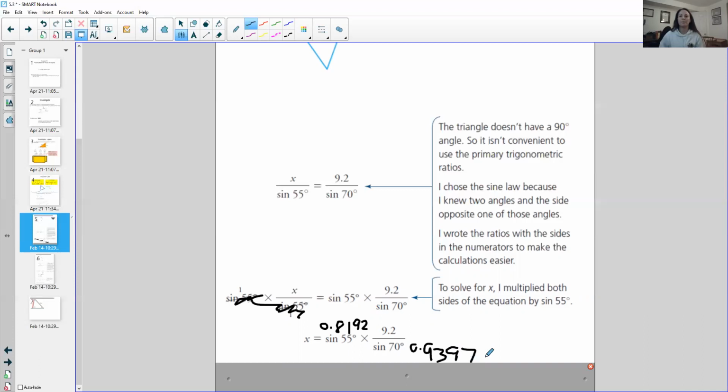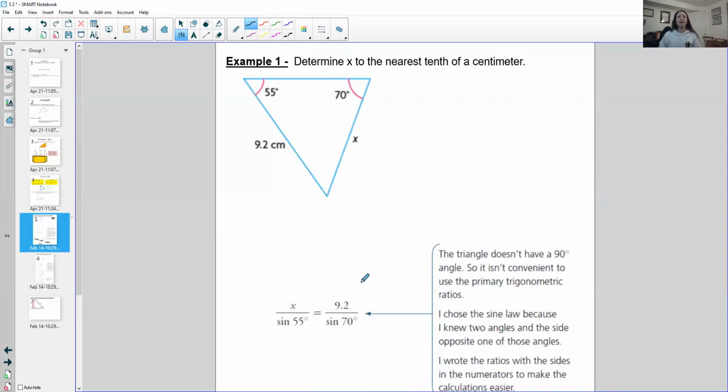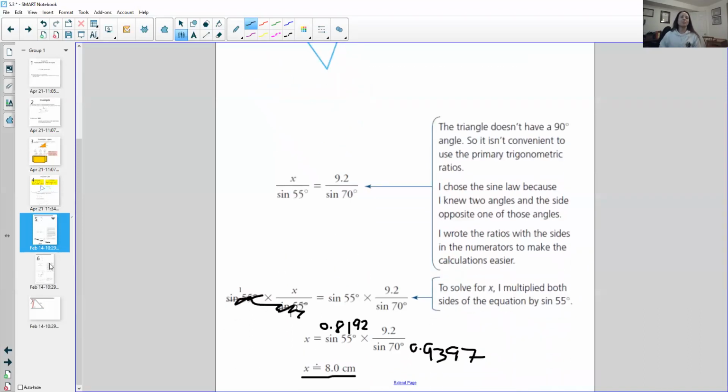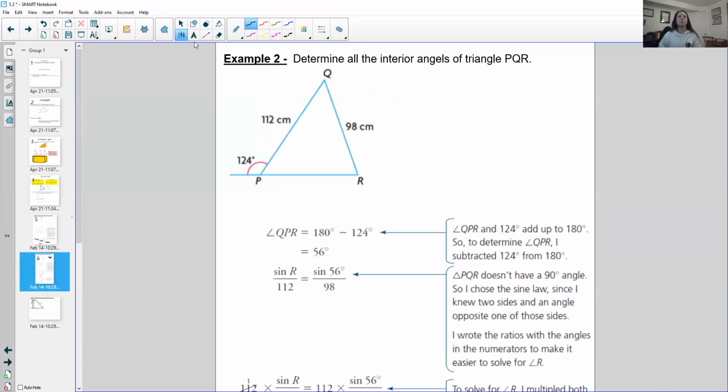Okay. All right. So now to figure out x, take 0.8192, multiply it by 9.2, and divide by 0.9397, and you should get approximately 8.0. Might be a little bit off, might be 8.1 or 7.99. That's fine. So you should get around 8. Okay, so that's one way that you can use the sine law. Now, this is finding sides. We can also look at an example where we're finding angles, and I do want to see one of those also.